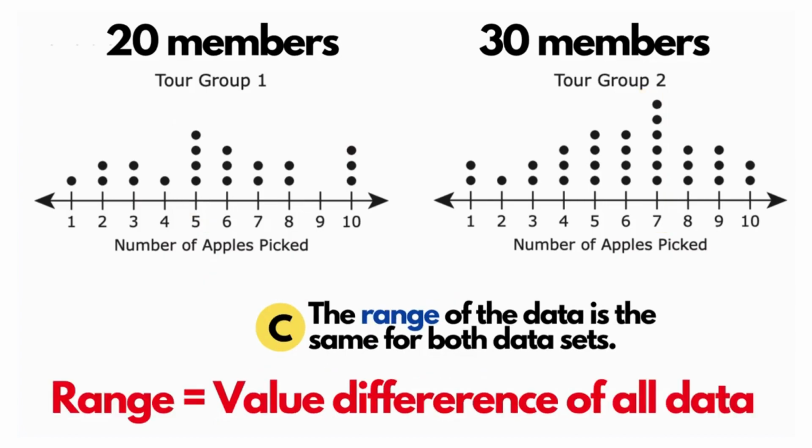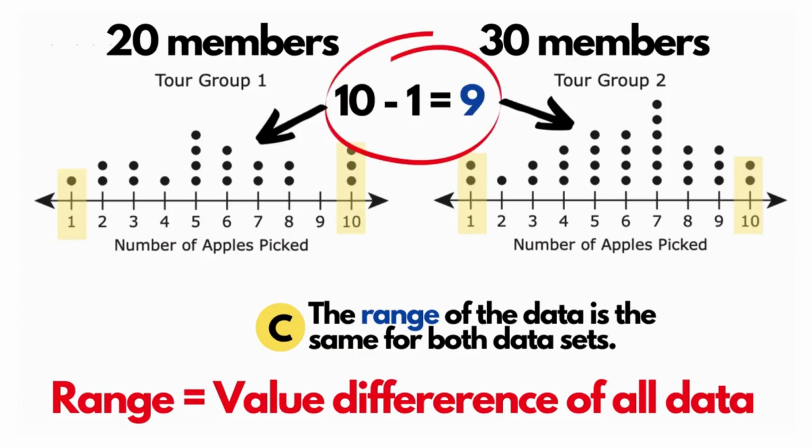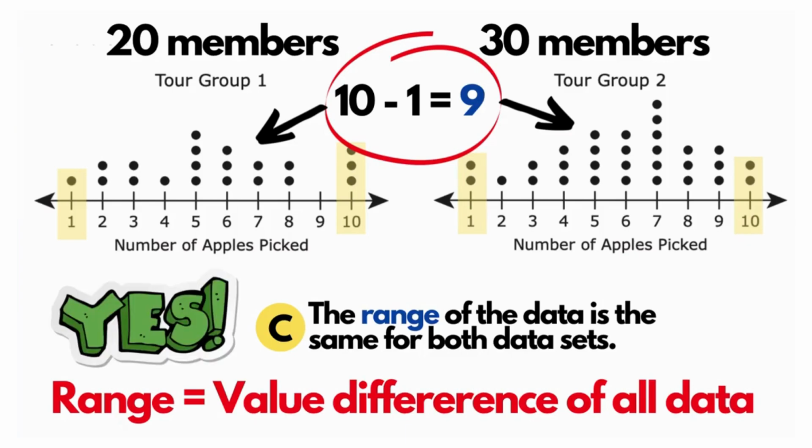Moving on to the range. The range of the data sets is the same for both data sets. Range is the difference in the values between the greatest value and the smallest value in a set of data. So let's look at the ranges. On tour group 1, our lowest value is 1 and our largest value is 10. And in tour group 2, our lowest value is 1 and our largest value is 10. So we subtract the differences. 10 minus 1 is 9. So yes, the range works.